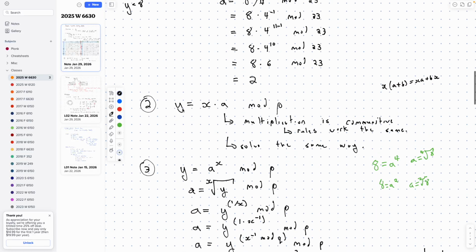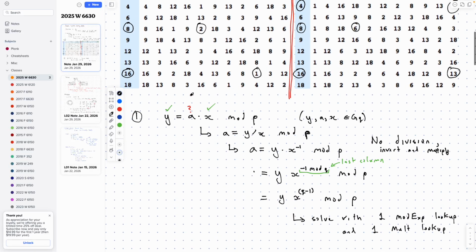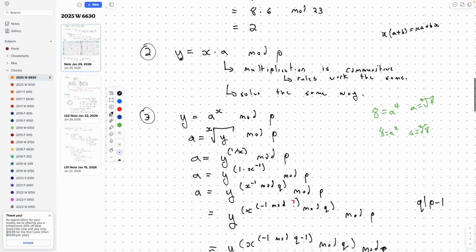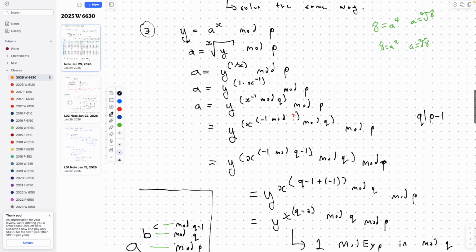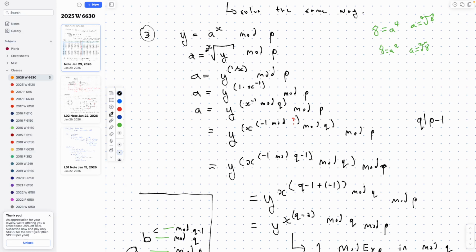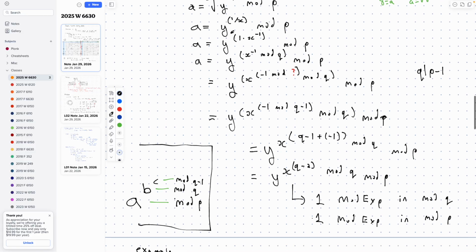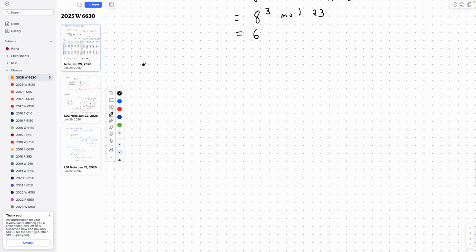Okay, what's the other combination that we haven't done? So we've done y equals a times x. We've done y equals x times a. We've done y equals a to the x. Now we're going to do y equals x to the a. Okay, how do I solve this ignoring the mod p? How do I solve for a?